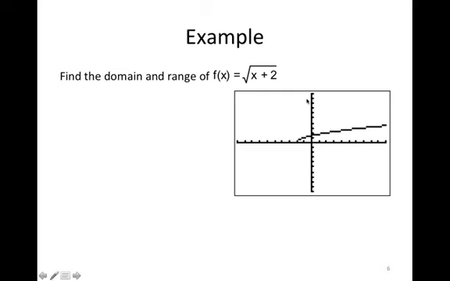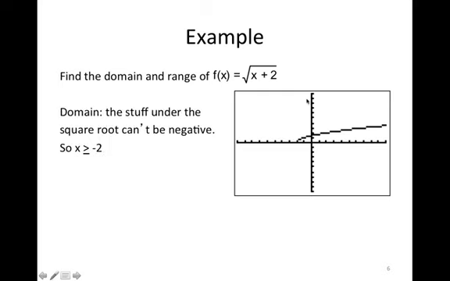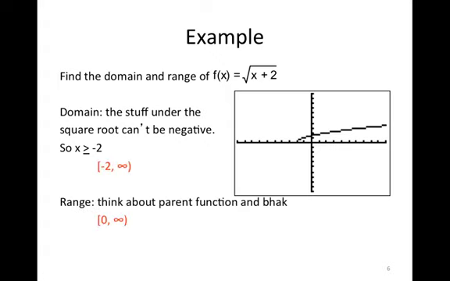0 and above. But another thing we can do with domain, we have to realize that the stuff under the square root can't be negative. And so by thinking about that, we can even show some algebra work for that. X has to be greater than or equal to negative 2. Okay, so we can think through BHAK. We can also do some algebra stuff for domain. For range, we really have to focus more on the parent function and how things have been moved around.